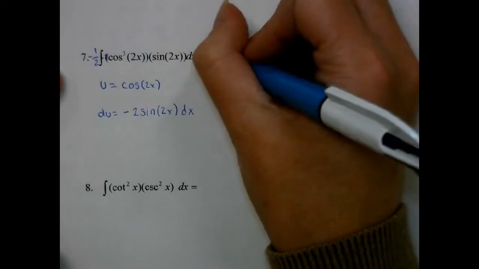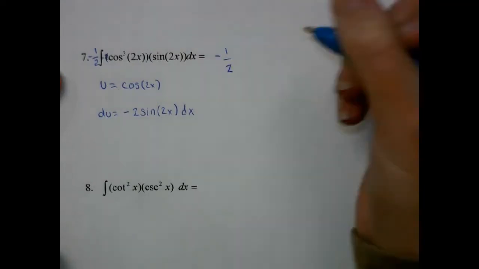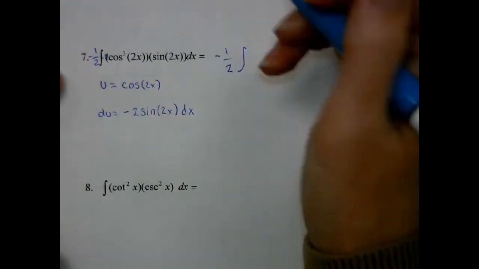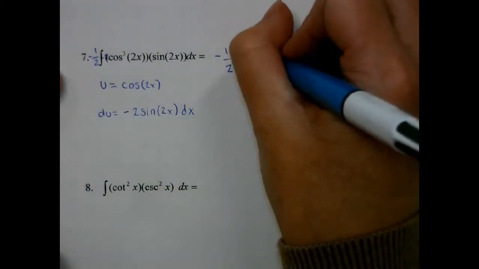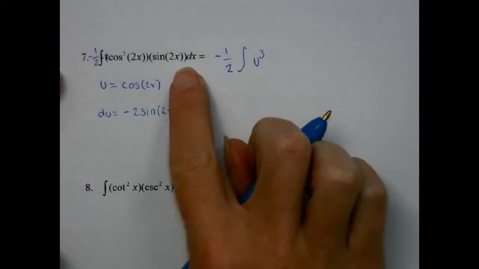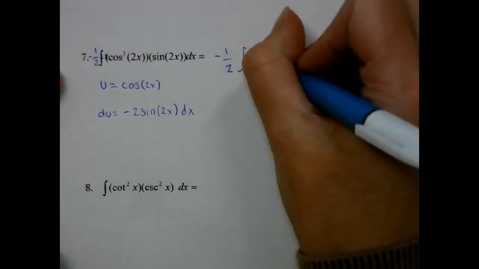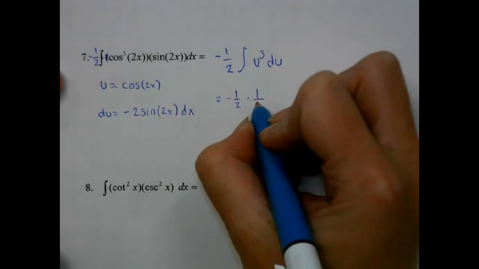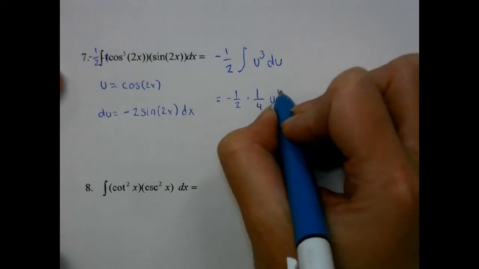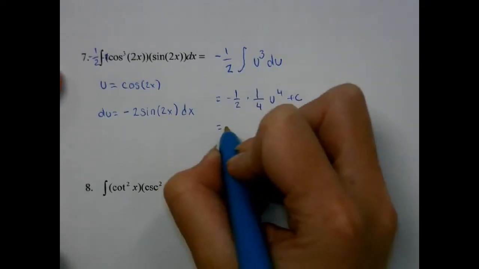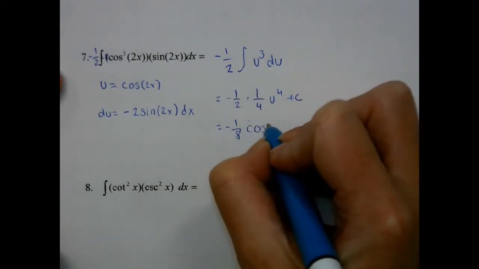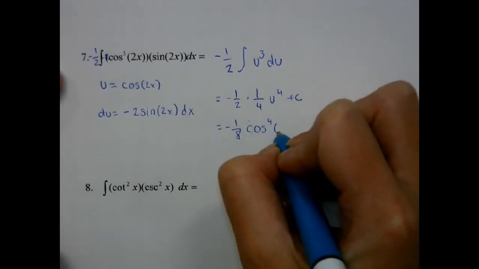So now this is the integral of -1/2. The cosine 2x cubed is now u cubed. The sine 2x with the -2 is du. So this is -1/8 cosine to the 4th 2x plus c.